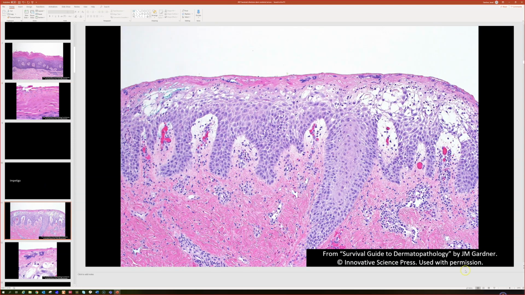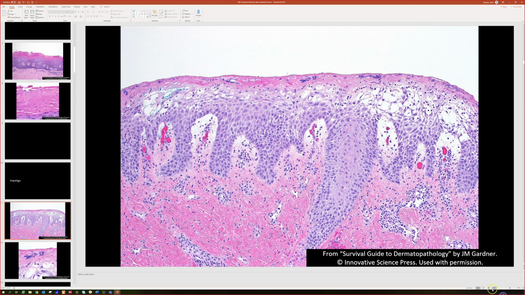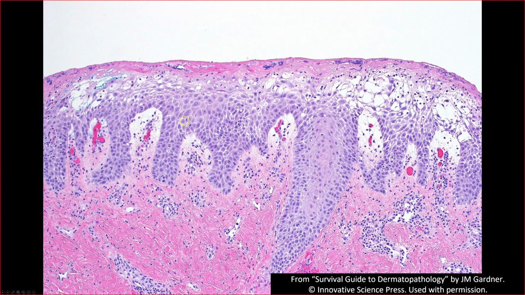Here's regular impetigo, okay? Whoa, that was not right. Regular impetigo can have a variable amount of spongiosis and edema and has colonies of cocci bacteria, strep or staph, on the surface, usually with a lot of serum crust and some scale. Sometimes it can be hard to tell, is this a spongiotic dermatitis like eczematous dermatitis with secondary colonization by skin flora, or is this a primary impetigo?